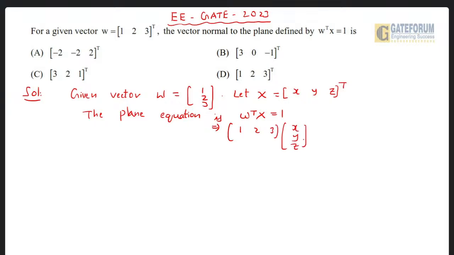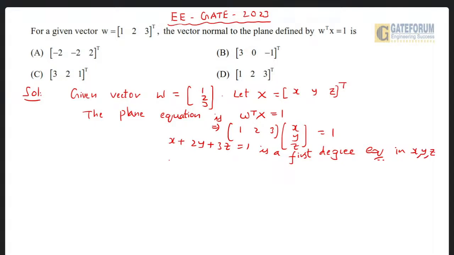A row matrix multiplied by a column matrix gives only one element. First row into the first column: x into 1 is x, 2 into y is 2y, plus 3 into z is equal to 1. This is a first degree equation in x, y, z variables. So finally I converted it into Cartesian form.